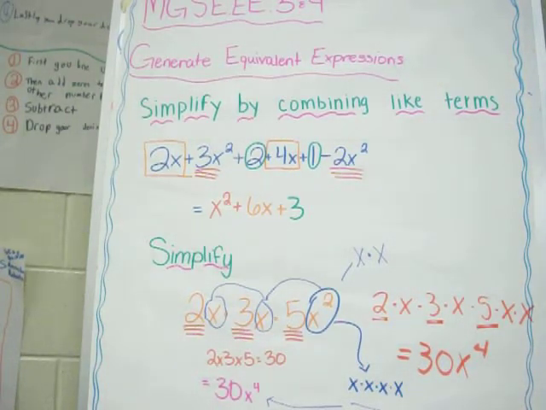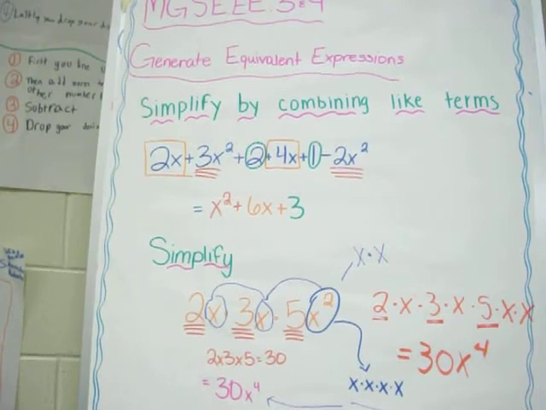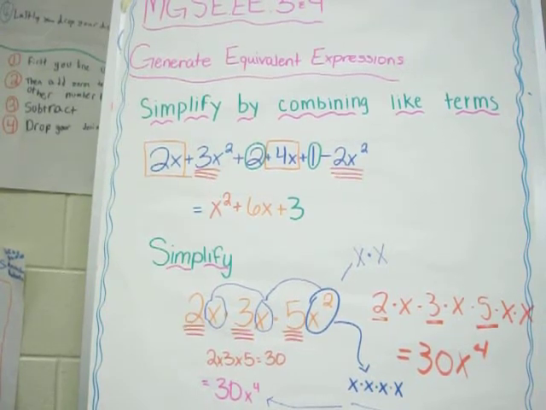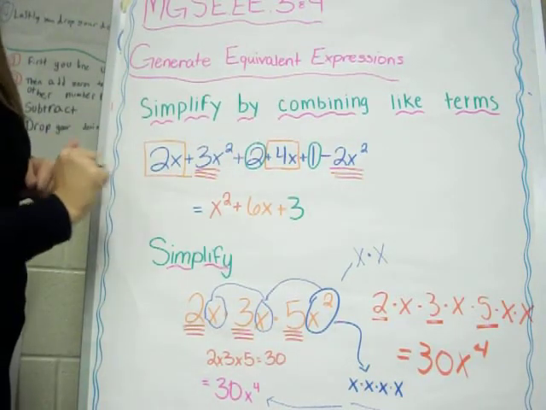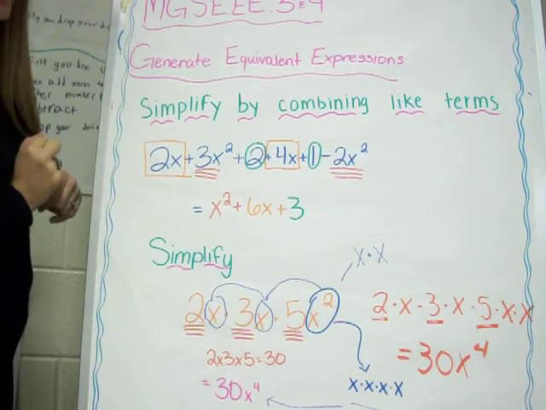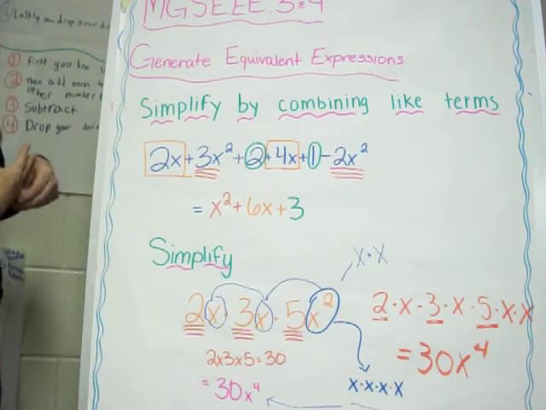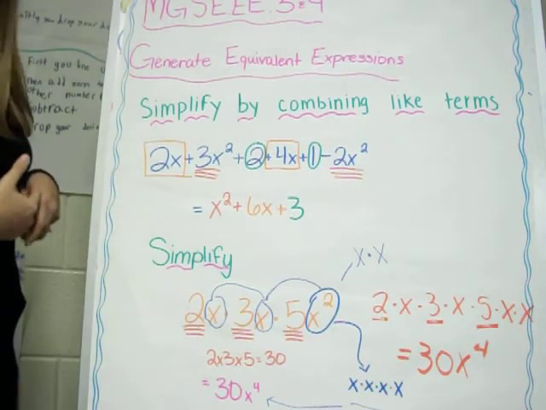Alright, this video is over generating equivalent expressions by combining like terms and simplifying. It's standards EE 3 and 4. So we have this long expression. It says 2x plus 3x squared plus 2 plus 4x plus 1 minus 2x squared.